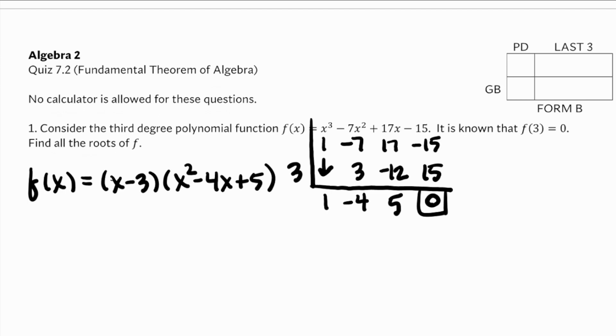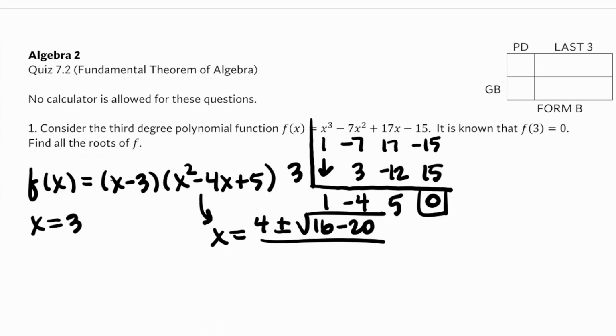So, you can double check and make sure that you did your synthetic division right, but you did, and we're going to have to use the quadratic formula. So from the first factor, I know that f could equal 0 if x was equal to 3. But from the second factor, I'm going to use the quadratic formula. So I'm going to say x equals negative b plus or minus the square root of b squared minus 4 times a times c. So 16 minus 20, all divided by 2a. So this is 4 plus or minus the square root of negative 4, all divided by 2.